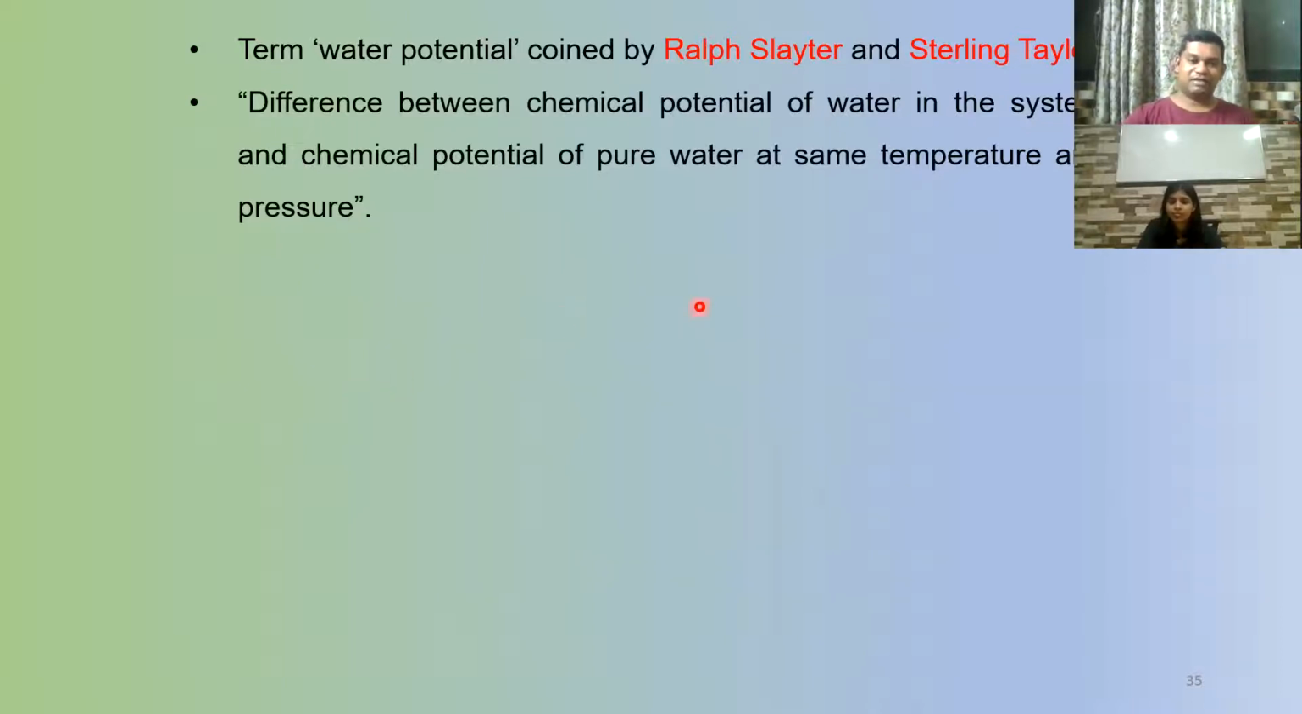The chemical potential of water, that concept we have just seen. So the chemical potential of water in the given system and the chemical potential of pure water, the difference between them is nothing but the water potential. You must remember that pure water is actually a hypothetical concept. There is nothing called pure water.